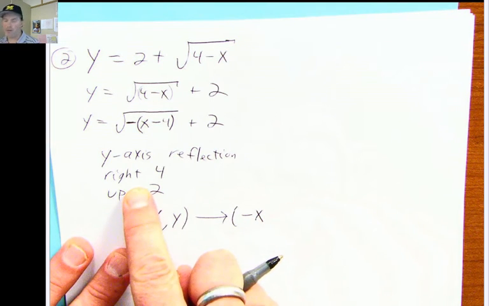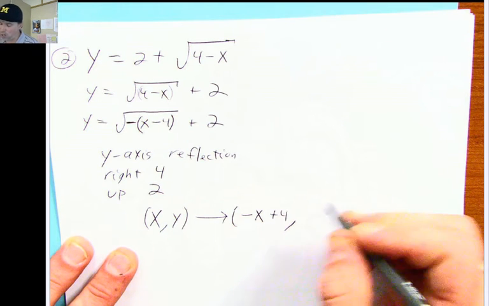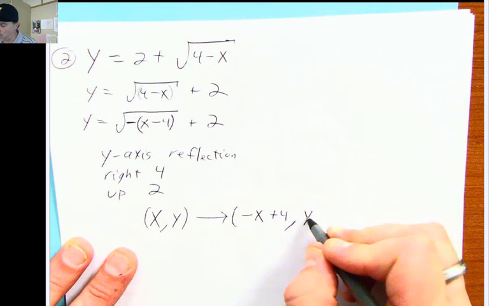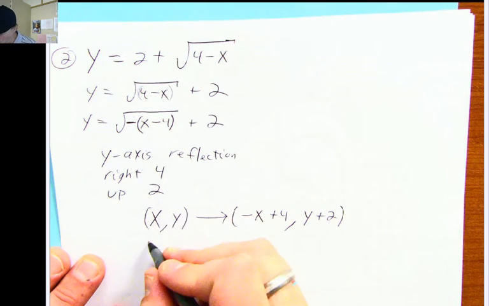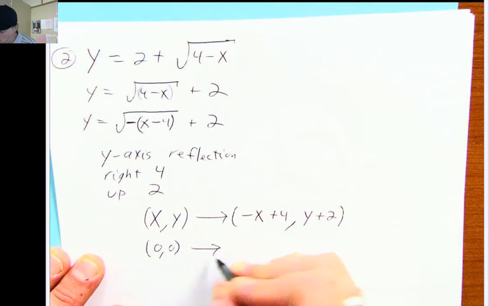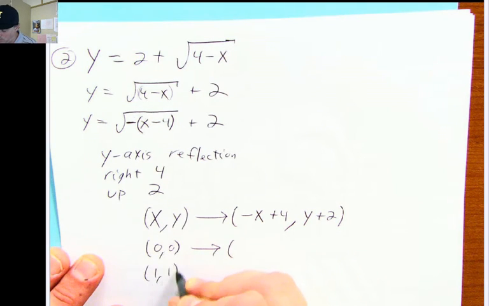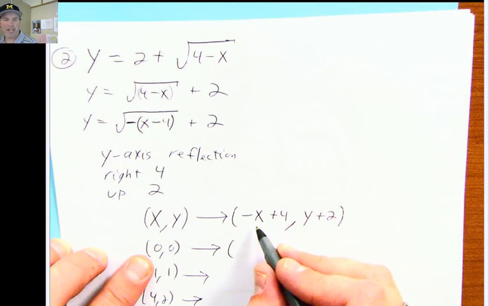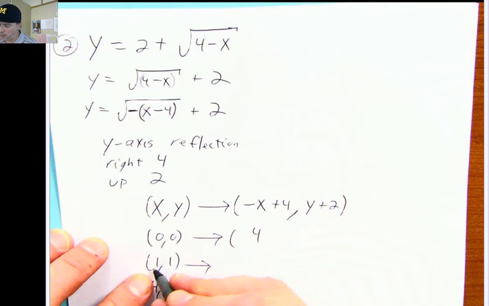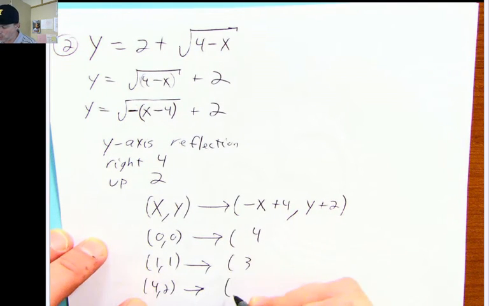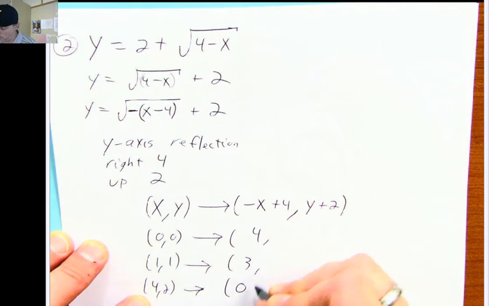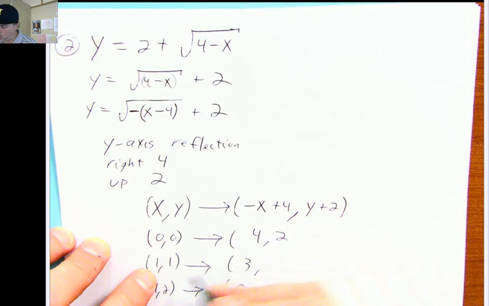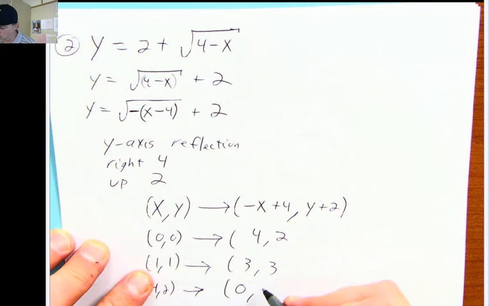But after that, you're going to travel right 4, so plus 4. Up 2 with no reflections, it's going to be the normal y-coordinate, and then you're going to add 2 to it. So those key points, 0, 0 becomes, oh actually I'm going to write them all first, 1, 1, and 4, 2. So just the x-coordinate. Negative 0 plus 4 is 4, negative 1 plus 4 is 3, and negative 4 plus 4 is 0. And then 0 plus 2 is 2, 1 plus 2 is 3, 2 plus 2 is 4.